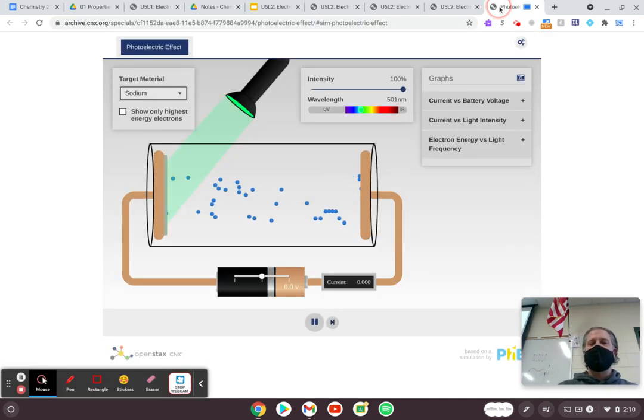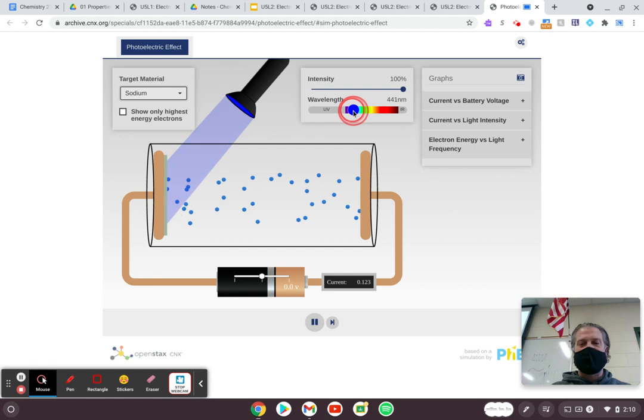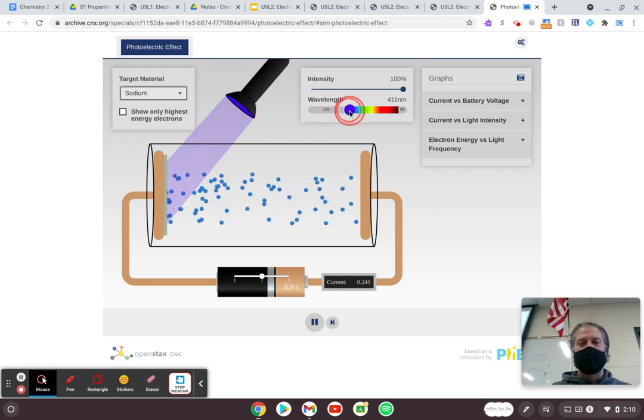Now, the next thing that we're going to do is change the light to violet, and I'm going to set it at like 400 nanometers.